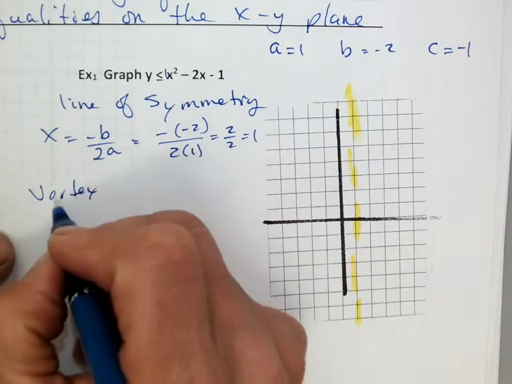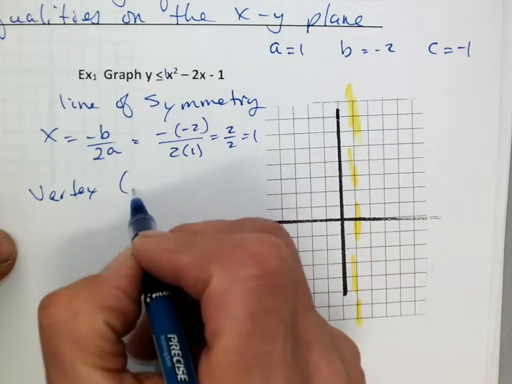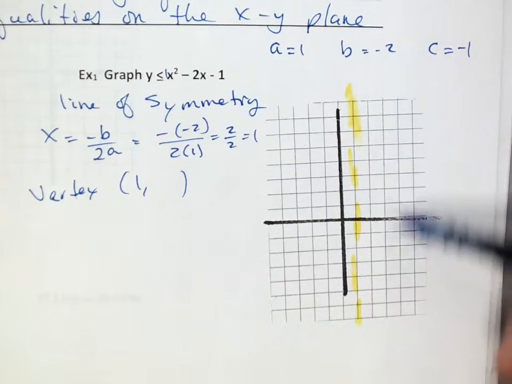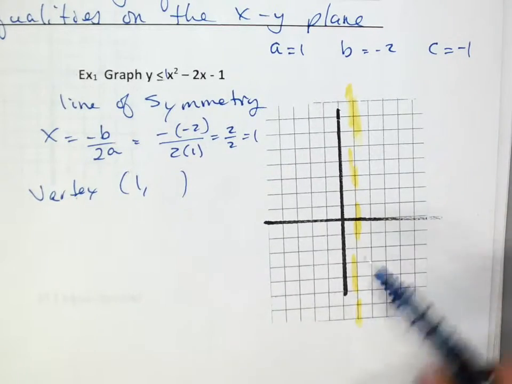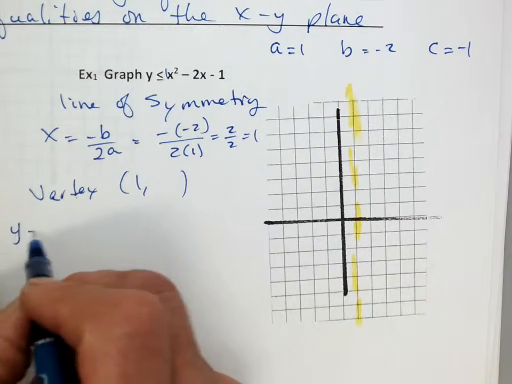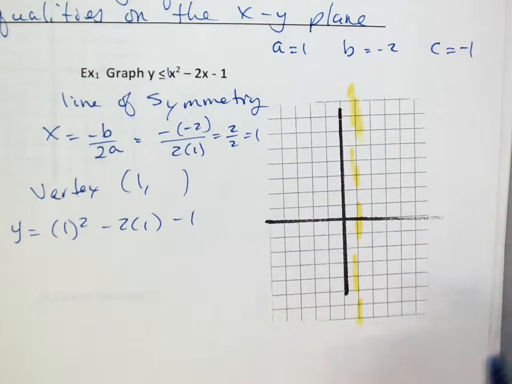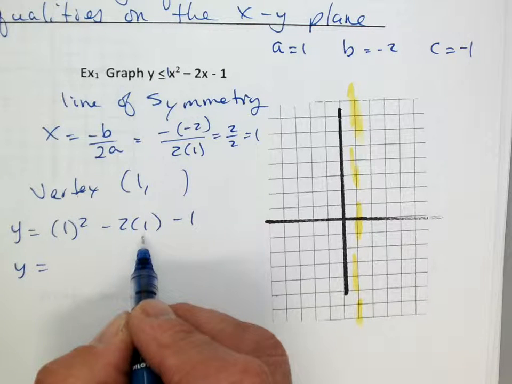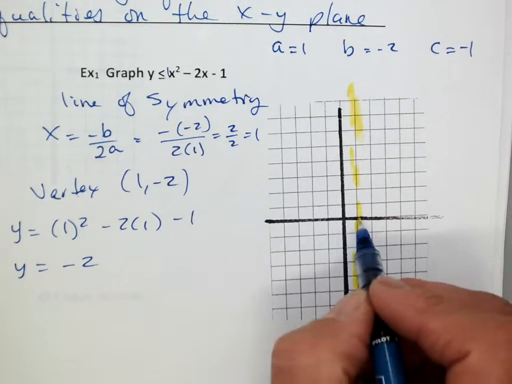So if I want to find the vertex, here's what I know. This is all things that we've done lots of times, so hopefully this is not anything new for you. So the vertex is 1, something. It has to be 1, something, because the vertex must lie on this line. If that's the middle of the graph, then the point I'm looking for has to be on that line. To get the something, I'll plug it in. y equals 1 squared minus 2 times 1 minus 1. 1 minus 2 minus 1 makes a negative 2. So my vertex is at 1, negative 2, boom.